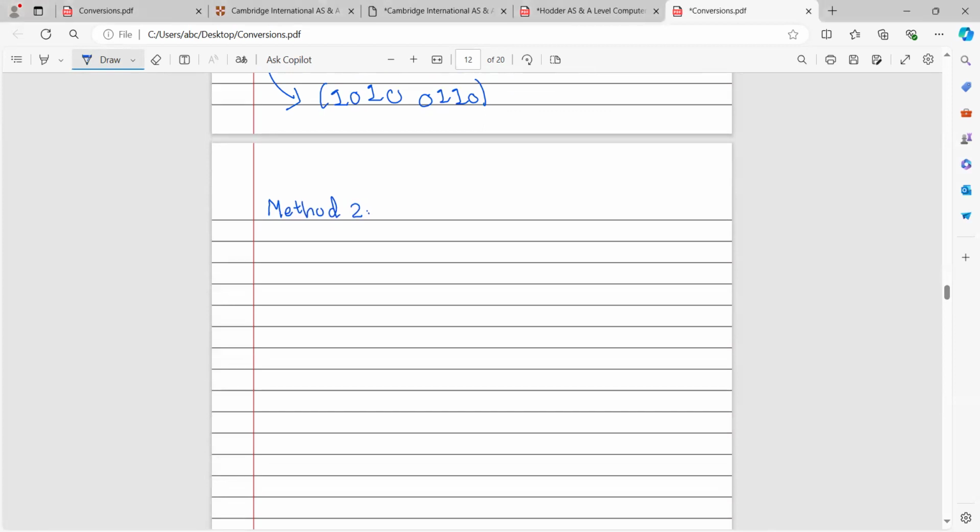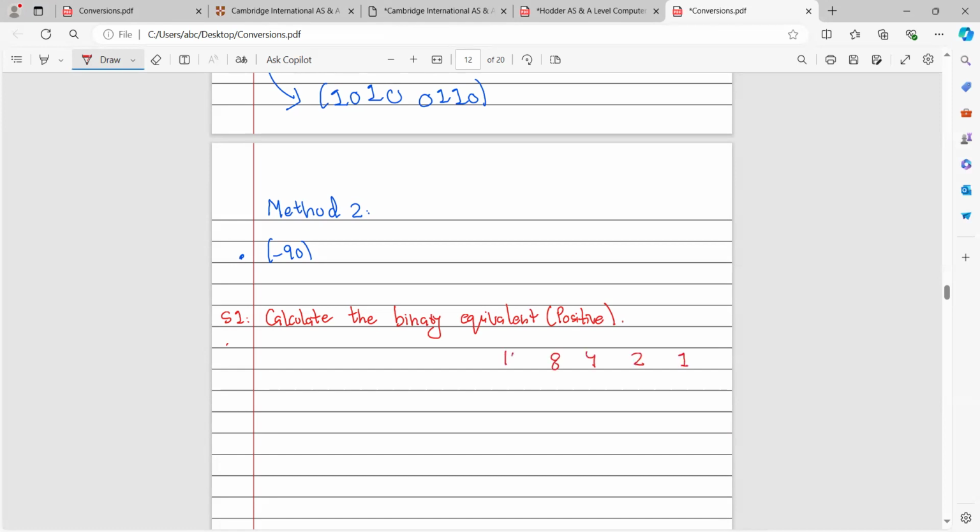So for example, now if the question says that you need to calculate the minus 90 equivalent of binary. So in method 2, what you are going to do is that first of all, in step 1, you are going to calculate the binary equivalent, but it has to be into a positive number. You will calculate the binary equivalent, but it has to be into a positive number. So first of all, let's find its positive.